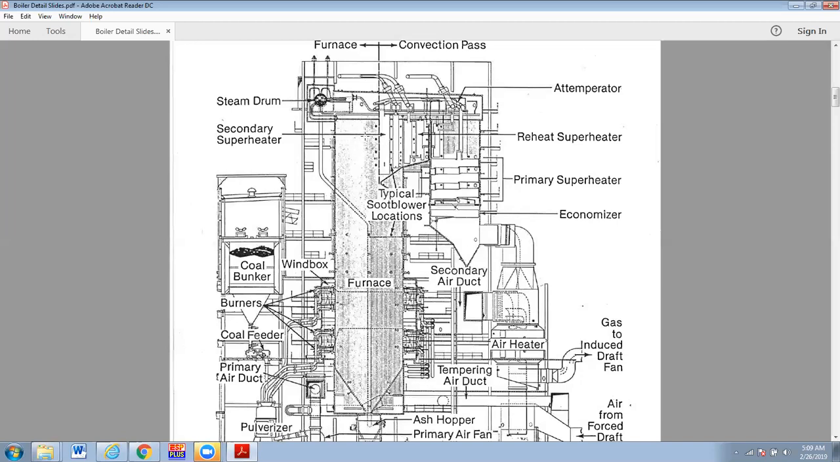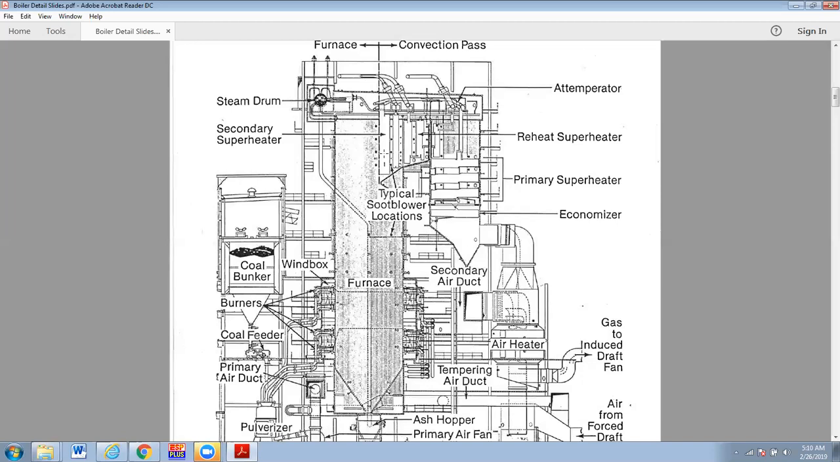And so as we go across all these heat exchangers, the gas is going to cool down. This is the last heat exchanger that the main steam sees before it goes to the turbine, so it sees the hottest flue gas. In this diagram, we're also showing typical soot blower locations. We haven't talked much about soot blowers, but all these little ash particles can accumulate on the tubes.